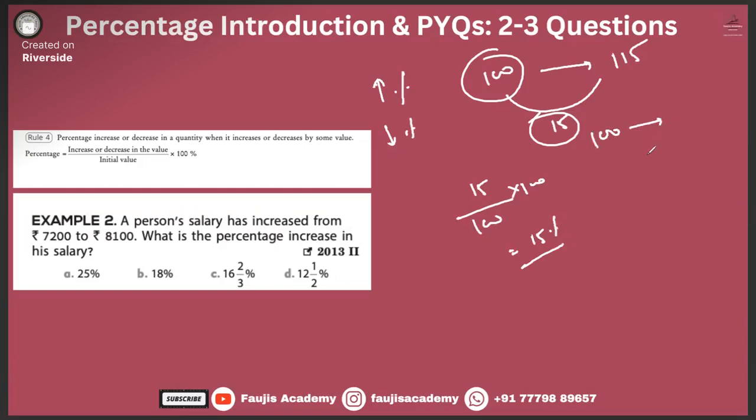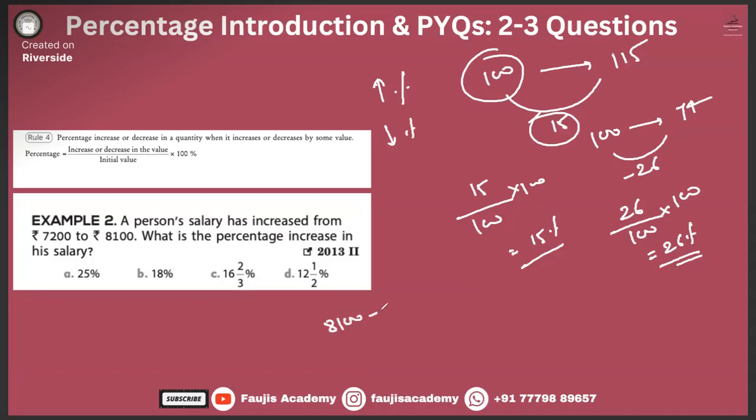Similarly, let's say the initial value was 100. Just for the sake of simplicity, I'm taking this number. You can take any other number. And then let's say the value got decreased to 74. So in that case, how much has it decreased? It has decreased by 26. 26 divided by the initial value into 100, which will be equal to 26%. Example 2: a person's salary has increased from 7200 to 8100.